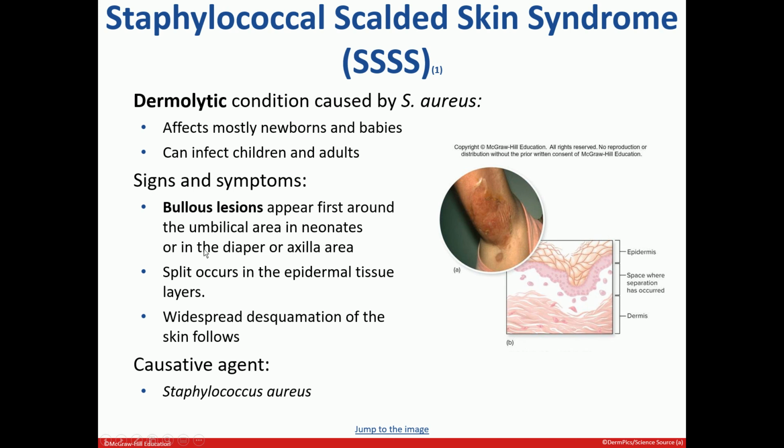So what happens in this disease is there's a split in the epidermal tissue layer. This is all epidermis, you can see. The epidermis is all one single layer, all intact in normal people, but in these patients, when they get infected with this bacteria Staph aureus, you can see there's a split in the epidermal layer, and desquamation of the skin follows. And the causative agent is Staph aureus.